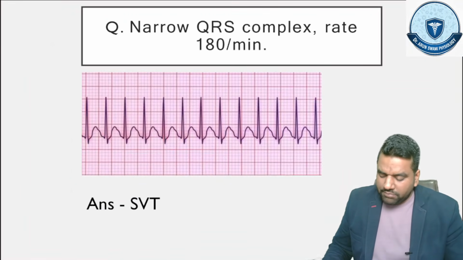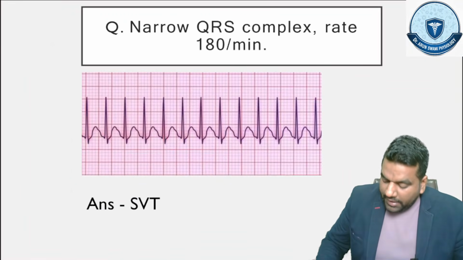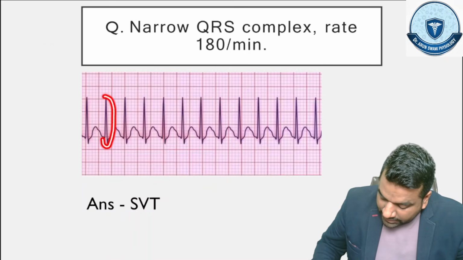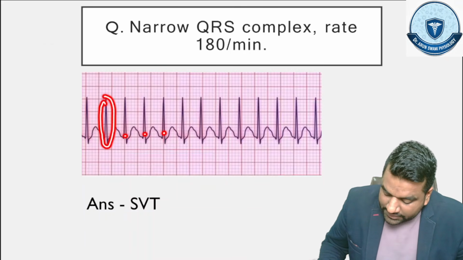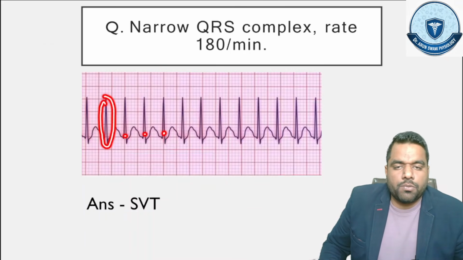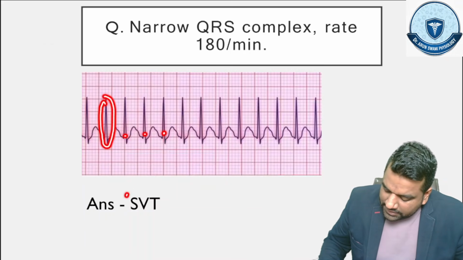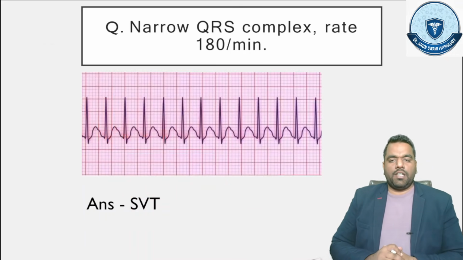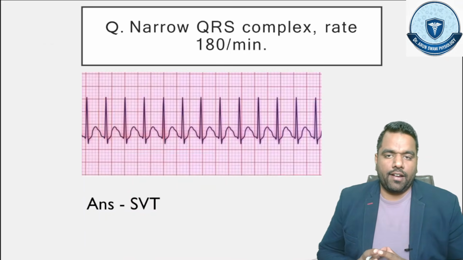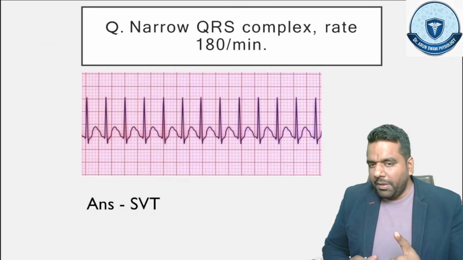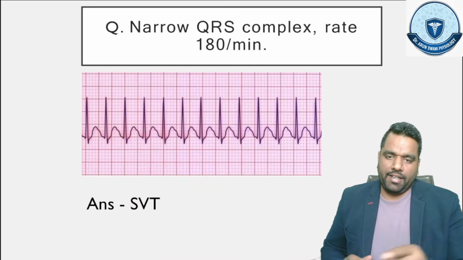Now the narrow QRS. Just now we discussed narrow QRS. This QRS you can see is very much narrow over here. With this narrow QRS, the rate is given as more, around 180 per minute, guys. This is the example of SVT, supraventricular tachycardia, right? So whenever you see narrow QRS, mark that SVT, right?